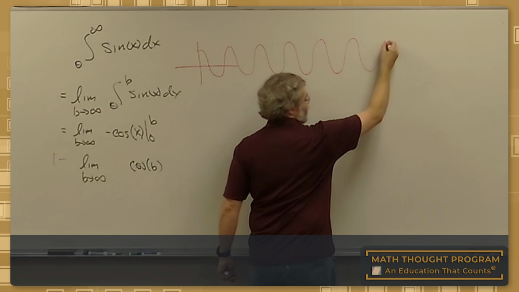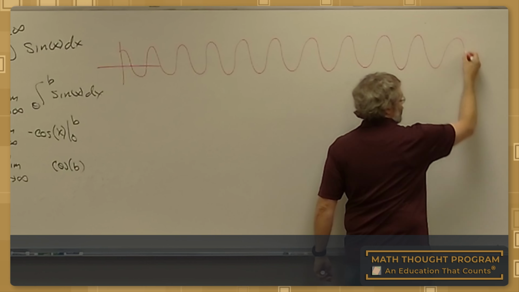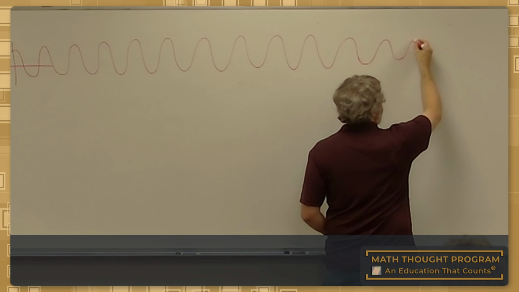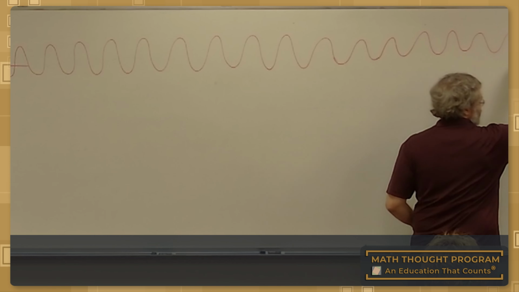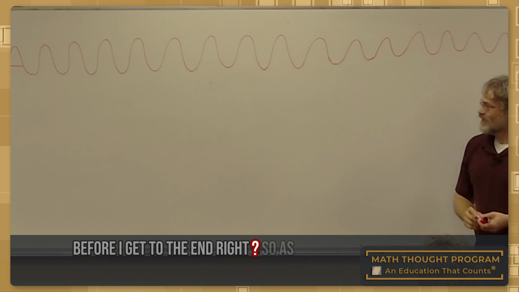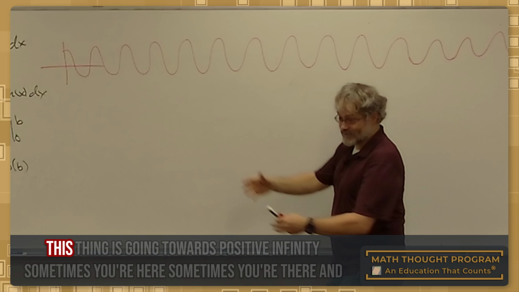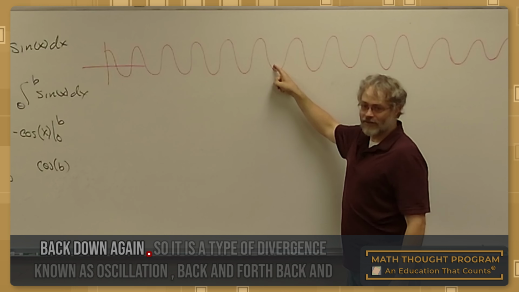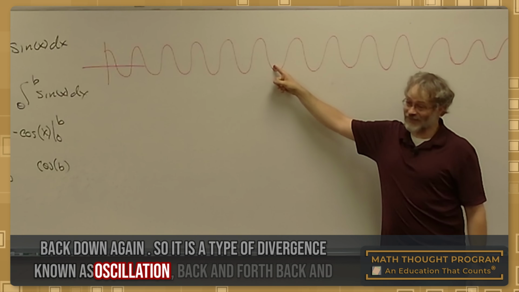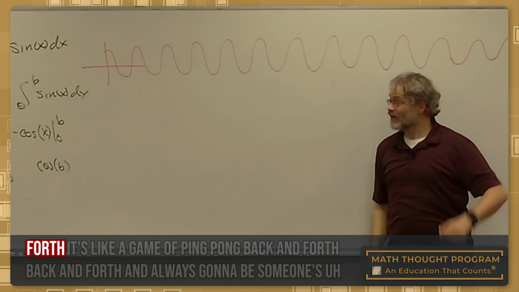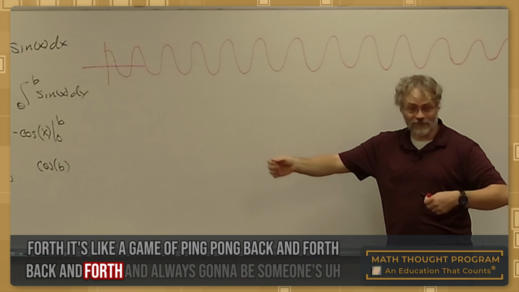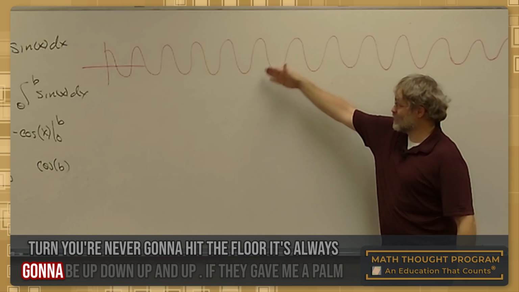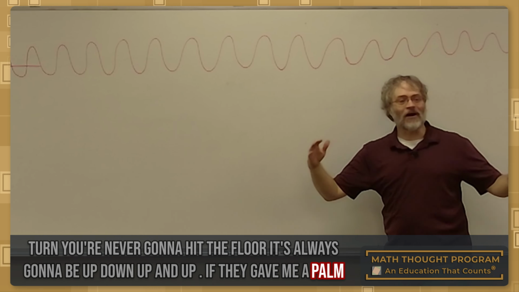When does it stop? Does it stop yet? No. Does it keep going? Absolutely. So as this thing's going towards positive infinity, sometimes you're here, sometimes you're there, and back down again. So it is a type of divergence known as oscillation. Back and forth, back and forth. It's like a game of ping pong. And it's always going to be someone's turn. You're never going to hit the floor. It's always going to be up and down, up and down. Infinite game of Pong. There you go.